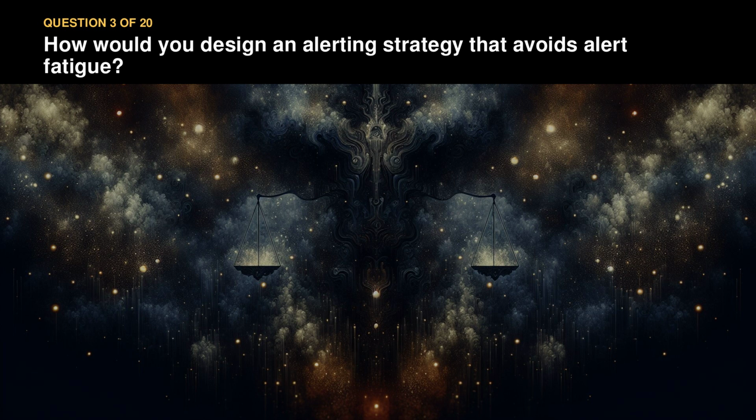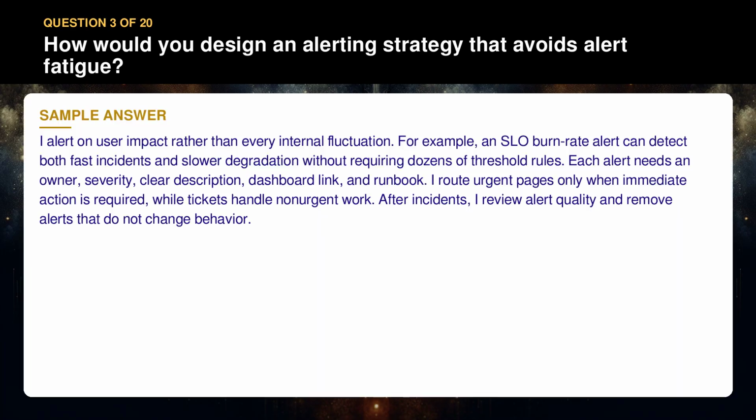Question 3. How would you design an alerting strategy that avoids alert fatigue? I alert on user impact rather than every internal fluctuation. For example, an SLO burn rate alert can detect both fast incidents and slower degradation without requiring dozens of threshold rules. Each alert needs an owner, severity, clear description, dashboard link, and runbook.